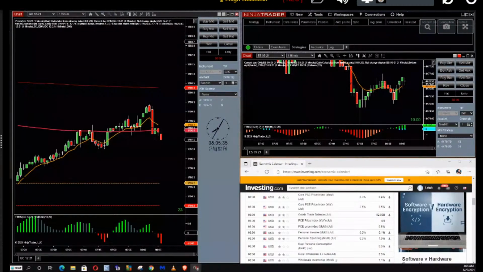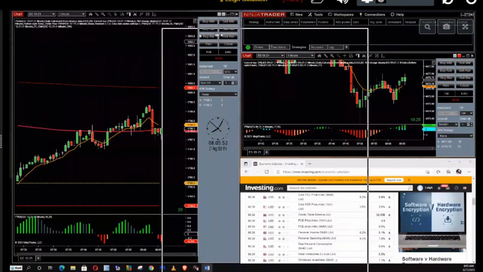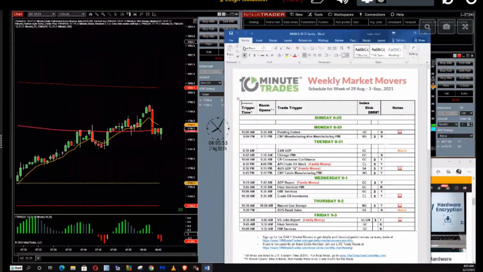This is our last trade room of the week. Next week is a much busier week. It's kind of an interesting week. I'll show you what's going on real quickly. So here's what we got next week.